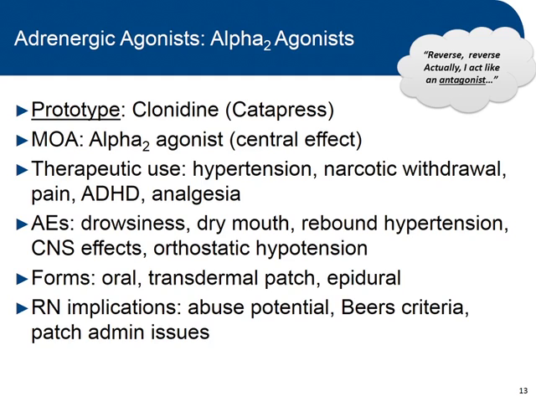There are a variety of forms of clonidine, which is the prototype drug here, or Catapres or Duraclon are the brand names. It's available orally, it's available as a transdermal patch, it's also available for epidural use. And obviously the dosing is going to vary based on the different route of administration. Some of the nursing implications I think you should know: there is an abuse potential for this drug because of its central activity. It is on the Beers criteria list, so you have to be cautious in elderly patients when you use this drug. And then patch administration issues.